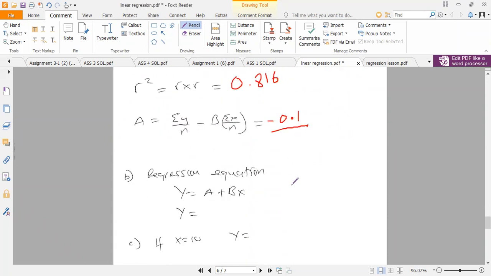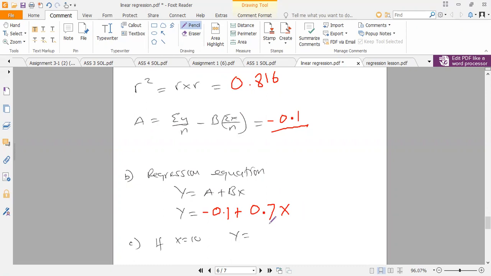So the question is number 1, calculate the regression equation. So since our a was negative 0.1, where there's a, we put negative 0.1, plus our b is 0.7. So where there's b, you put 0.7. And you put the x there. That is what we call the regression equation.